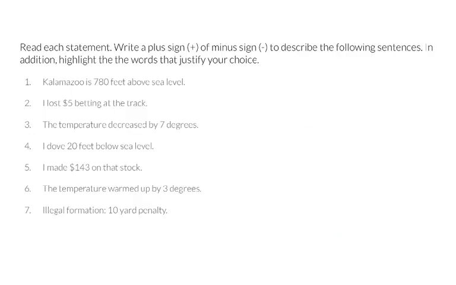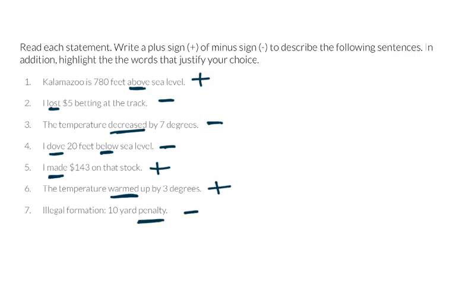Okay? Feel free again to pause the video to take down any notes that you need. All right, so let's read each statement and determine whether or not it is positive or negative. Kalamazoo is 780 feet above sea level. I lost $5 betting at the track. The temperature decreased by 7 degrees. I dove 7 feet below sea level. I made $143 on stock. The temperature warmed up by 3 degrees. 10-yard penalty. Okay.